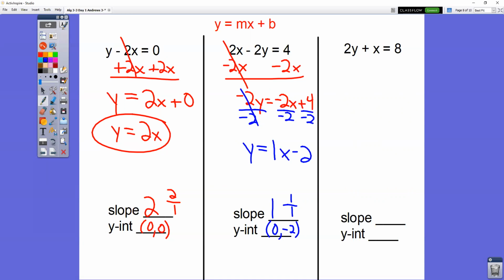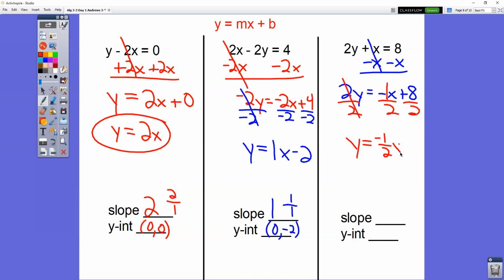So trying to get this 2y all by itself, we need to do minus x and minus x. So we have 2y equals negative x plus 8 when you switch around the order. Then we want to divide by 2, divide by 2, divide by 2. Now, again, be very, very careful. That says negative x. Remember, anytime you have a letter by itself, there's really a 1 in front of it. So this is really negative 1/2 x. 8 divided by 2 is 4. So our slope is negative 1 over 2. Our y-intercept is 0, 4.